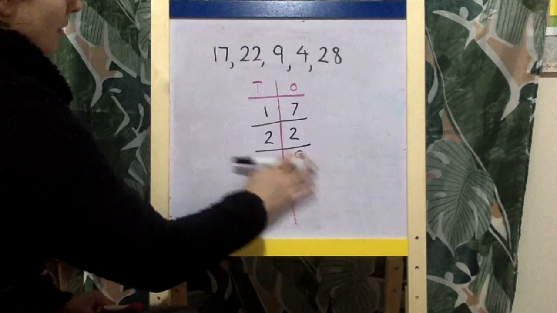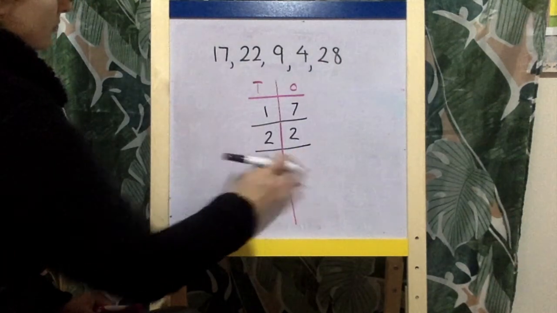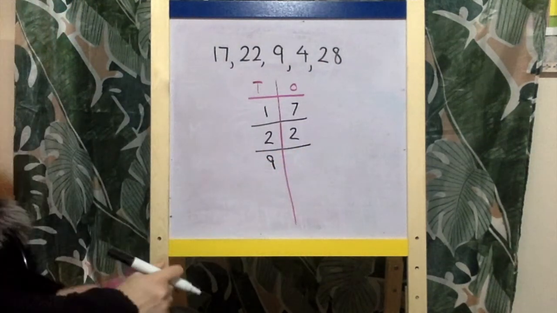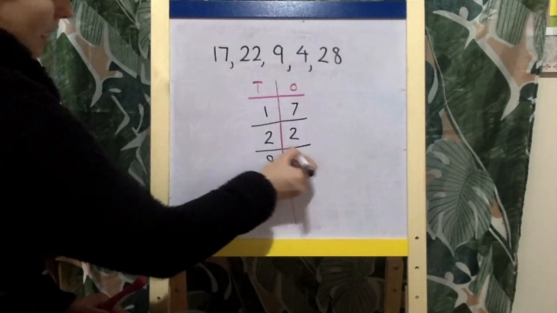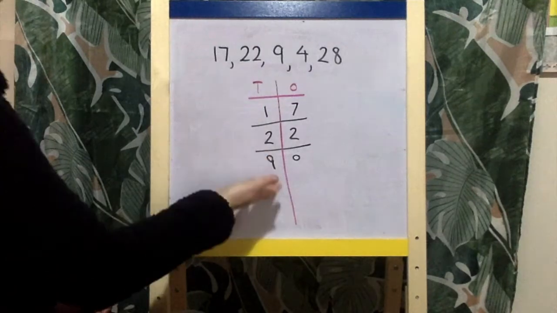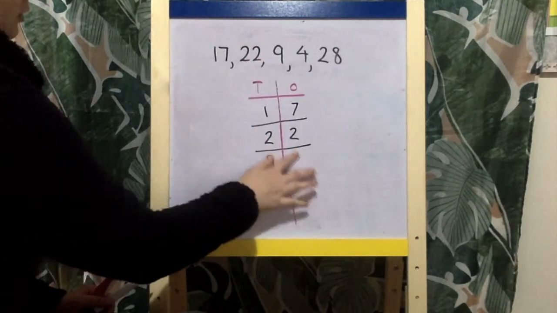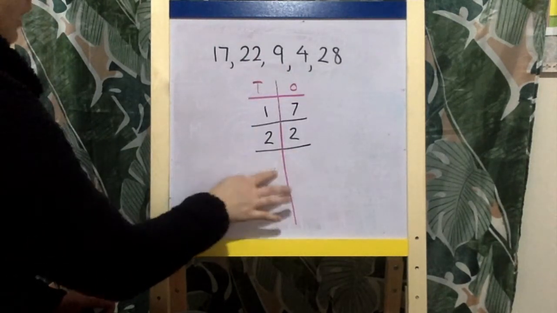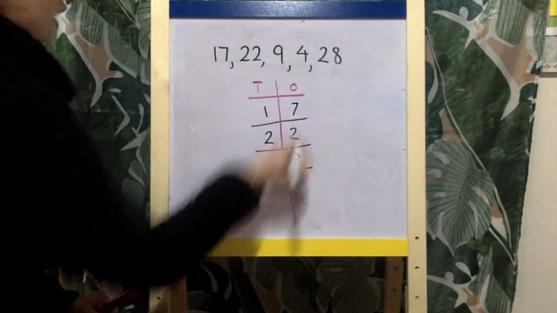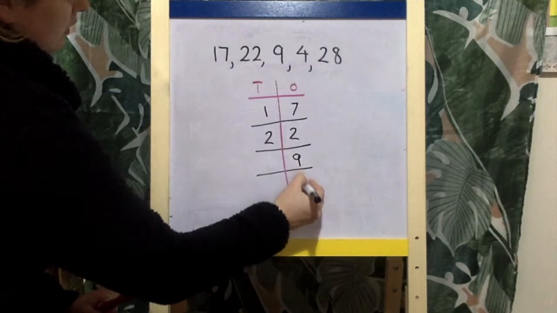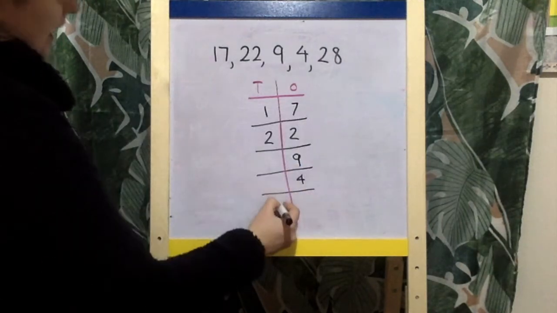If I was to put the number here, what could the number possibly be? Yeah, it could possibly become 90. And 90 is very different to 9. So we've got to make sure we put our numbers in the right position on our place value charts. We have 4 and 28.